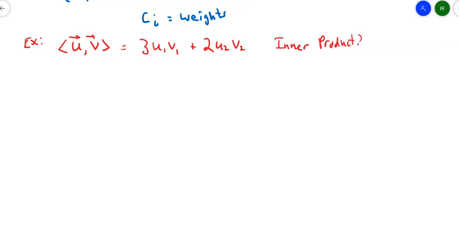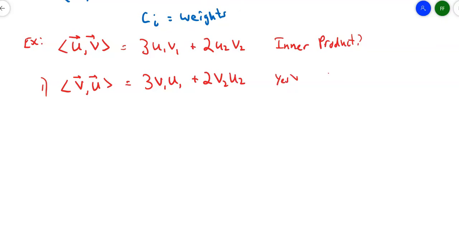Well, first of all, if I reverse it, if I take the inner product of v and u instead of u and v, then I get 3v1u1 plus 2v2u2. Is that the same? Yes. Okay, so that's okay. The inner product of u and v is the same as the inner product of v and u.